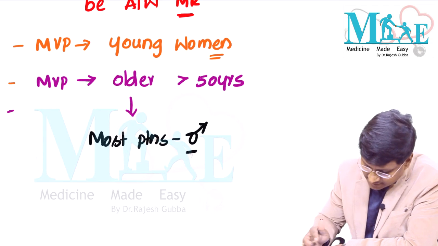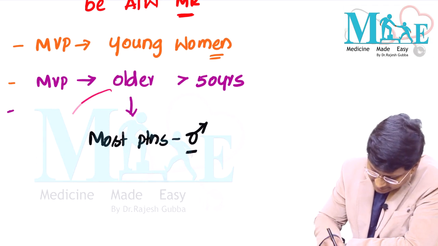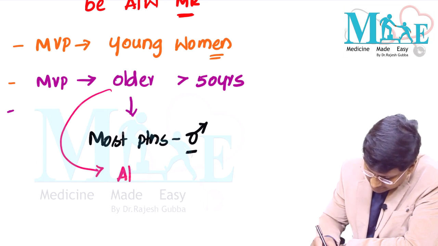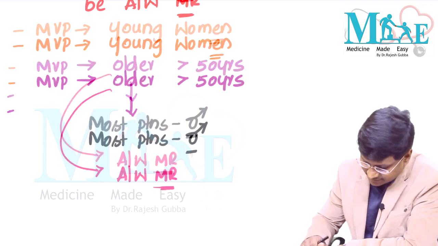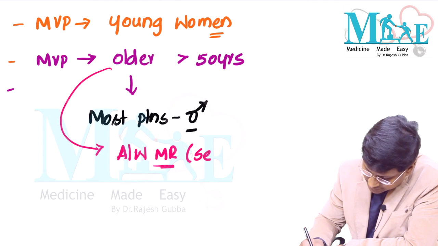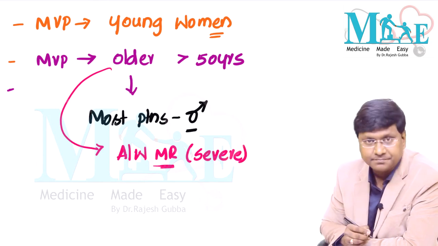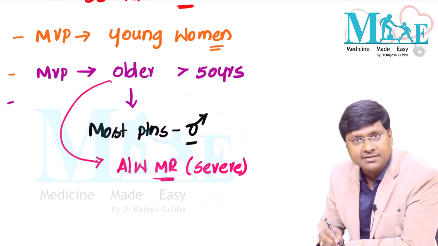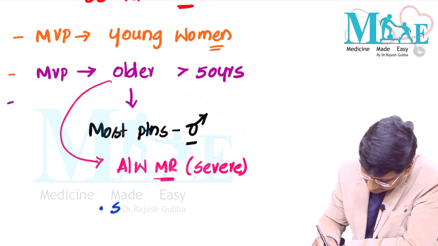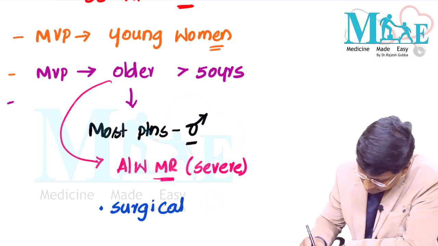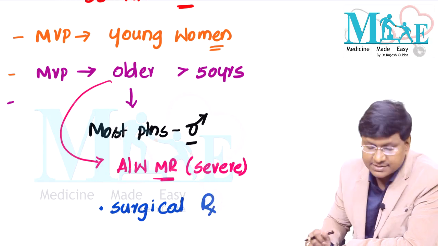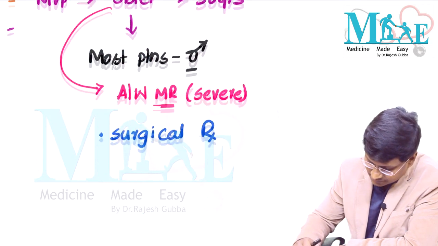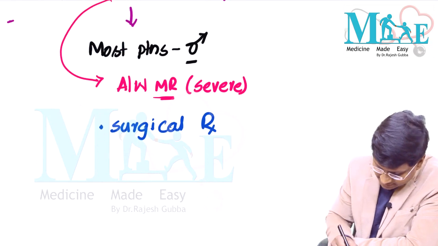And most of the time, the mitral valve prolapse occurring in elderly individuals is associated with mitral regurgitation, and that too, with severe mitral regurgitation. When the individual has an association of severe mitral regurgitation, this will require surgical treatment. Is this clear?